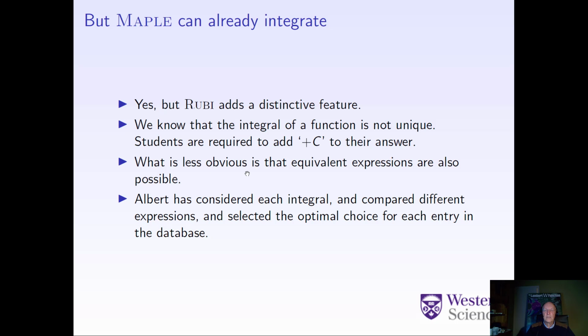What is less obvious is that equivalent expressions are also possible for an integral. And what Albert Rich has done in developing Ruby is to consider for each integral the different possible expressions and to search for the optimal one. And now we shall see what this optimality is that we're talking about.